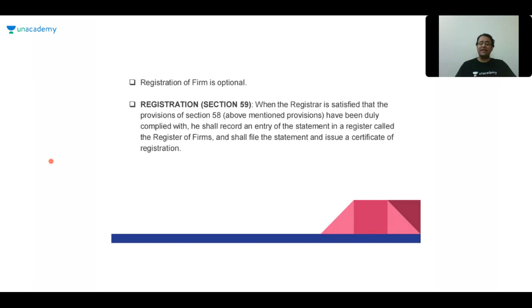Once that is done, if he is satisfied that all the formalities have been completed, he will enter the name of the firm in the Register of Firms and issue a certificate of registration to the partnership firm. That registration certificate will have to be displayed by the partnership firm at their place of business. So that completes the registration process. It's not a very complicated process, but yes, that completes it. Any questions? Please ask me.